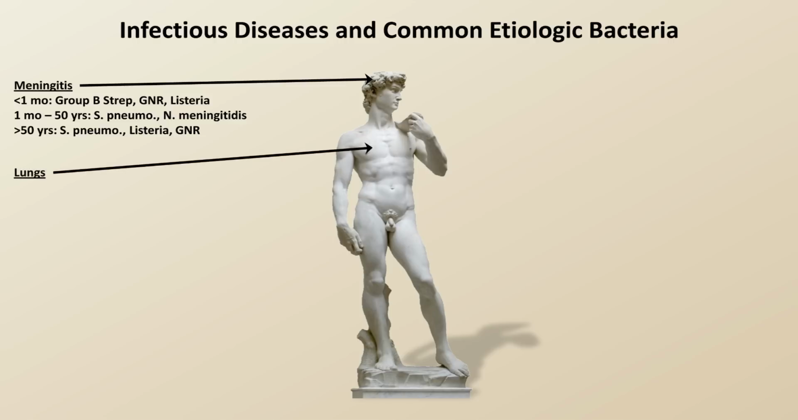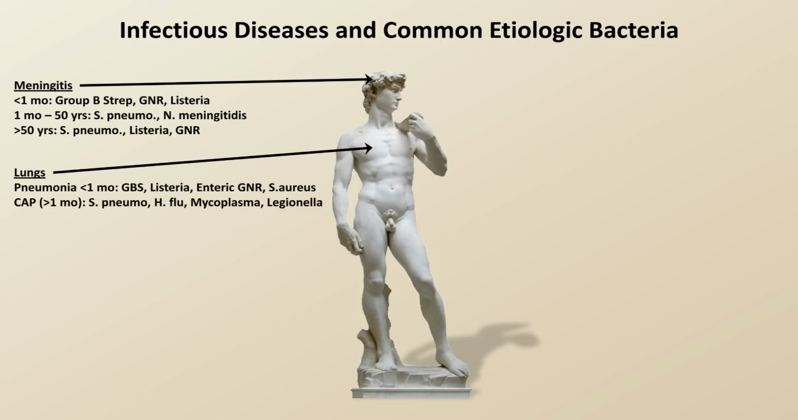In the lungs, there are many different types of infections. Pneumonia under 1 month is often caused by group B strep, listeria, enteric gram-negative rods, and staph aureus. Community-acquired pneumonia after 1 month is strep pneumo, H. flu, mycoplasma, and legionella. Healthcare-associated pneumonia is caused by the same organisms as community-acquired pneumonia, plus staph aureus, enteric gram-negatives, and pseudomonas. Ventilator-associated and hospital-acquired pneumonias are caused by the above, plus the dreaded stenotrophomonas and acinetobacter.